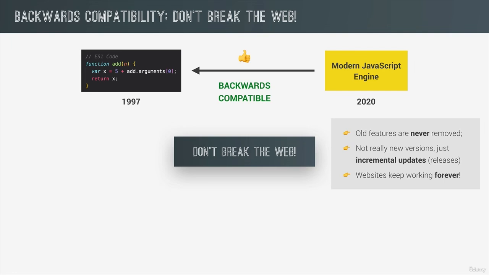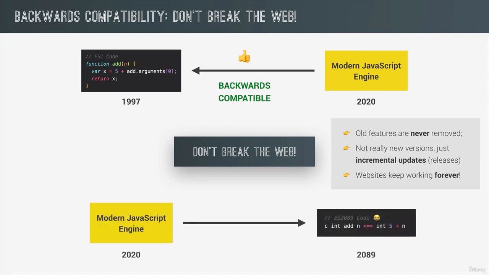Okay, but now there is one more thing that we need to talk about here, and that is forwards compatibility. So what do you think would happen if we took this totally made up code from the year 2089 and tried to run it in today's browsers? Well, you're probably right, it would not work at all. There would be errors left and right, and nothing would work. That's why we say that JavaScript is not forwards compatible. Basically because current browsers do not understand code from the future.